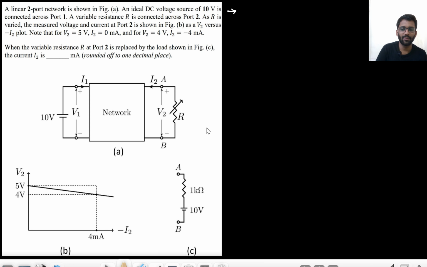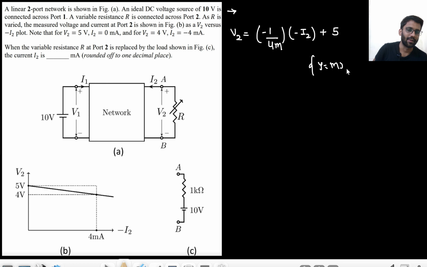So can I write the equation between V2 and minus I2? First I will do this thing. V2, that is Y, equals mx plus C. What is the slope? Slope is minus 1 by 4 milliampere, right? So minus 1 by 4 milli times minus I2 plus C. What is C? At the y-axis, at what point does it cut? It cuts at 5. What I applied here is y equals mx plus c. This is what I have applied.